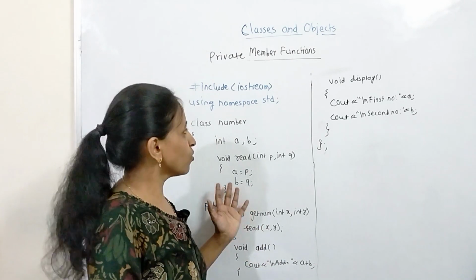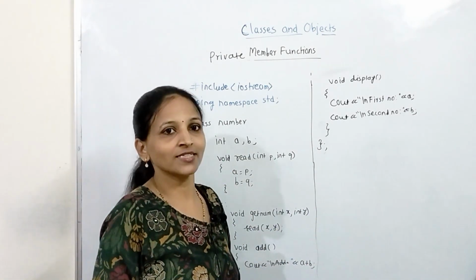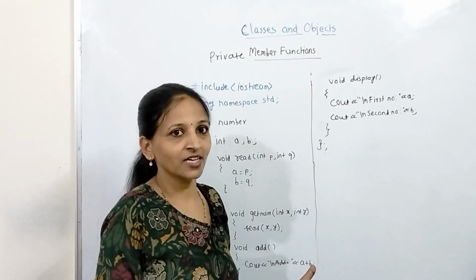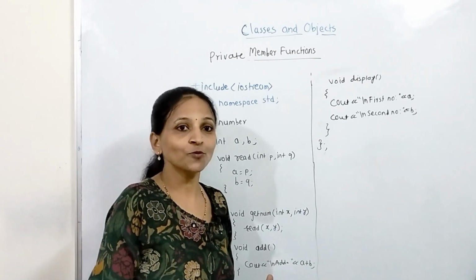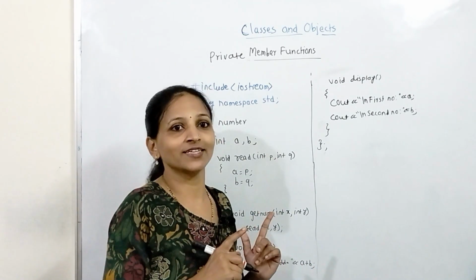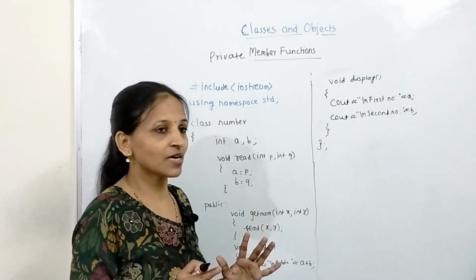That's it. You cannot directly access that function outside the class. You cannot call that directly. Indirectly, through a public member function, you have to call it. Getting? Now see one example.